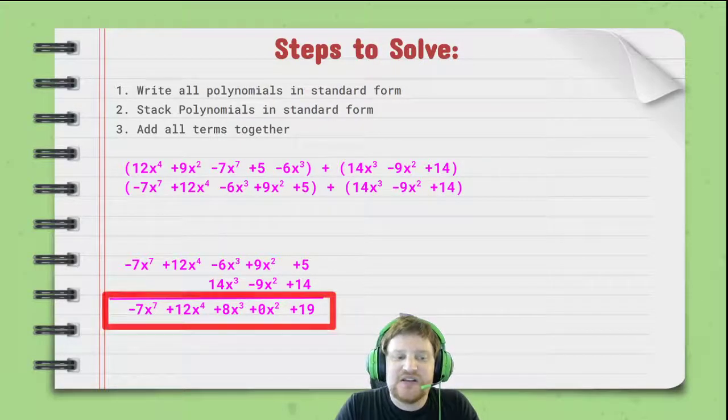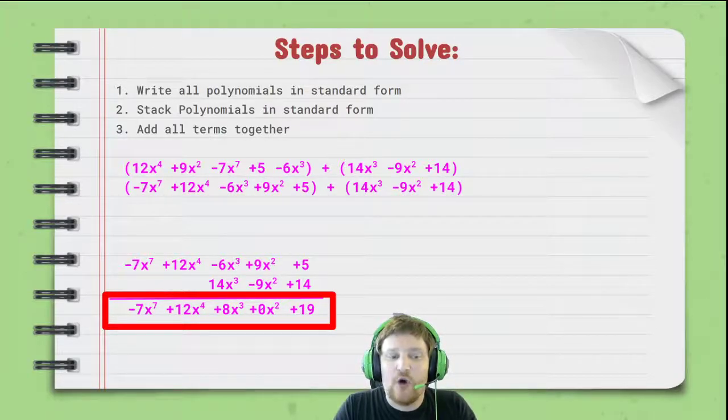Now I have boxed this as our final answer, but do keep in mind that technically if we're going to write this in standard form, we actually need to get rid of the 0x squared. Because now that it has 0 as its coefficient, 0 times anything is simply 0, so it goes away. And our final answer that we would actually put into HRW would be negative 7x to the 7th plus 12x to the 4th plus 8x cubed plus 19.